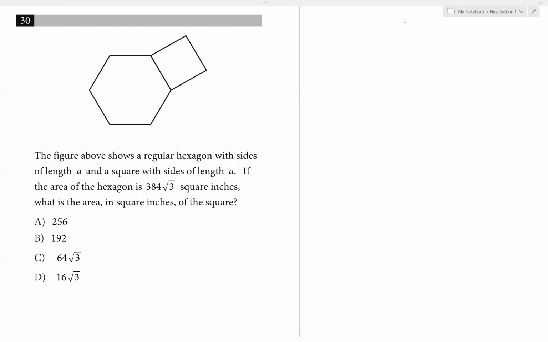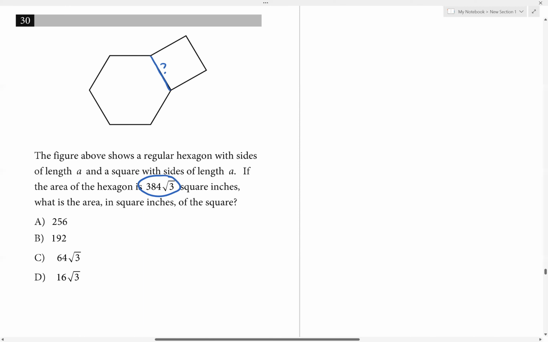So let's start with the hexagon. Our goal is to solve for the area of the square. To do that, we need to know the side, because the area of a square is side times side. If you figure out the side, then we can do side times side, and that should be the answer. The challenging part is how do we figure out the side of the hexagon using the area?